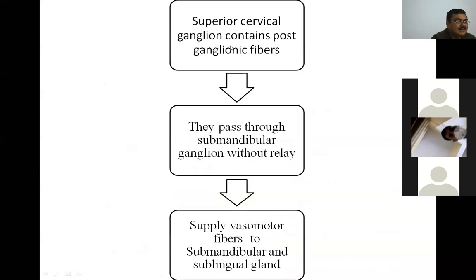Postganglionic fibers from the superior cervical sympathetic ganglion pass through the submandibular ganglion without relay, and here you can see they supply vasomotor fibers to the sublingual and submandibular glands without relay.